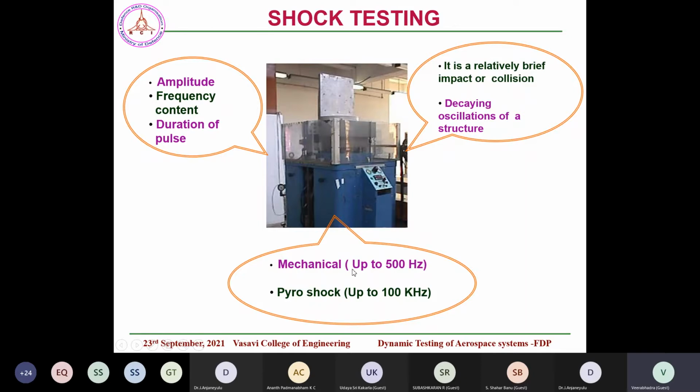Mechanical shock is again classified into what is called classical shock and pyroshock. Whatever we are simulating in the laboratory, we call classical shock, and it is up to 500 hertz only, or say a few milliseconds. It can be like 40G 6 milliseconds, 40G 11 milliseconds kind of shock, which can be simulated with shock machines which are basically hydraulic type or pneumatic type.